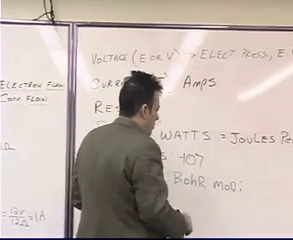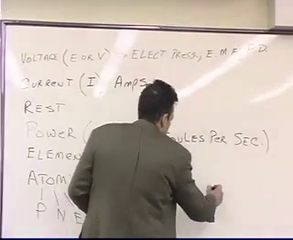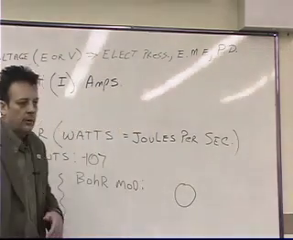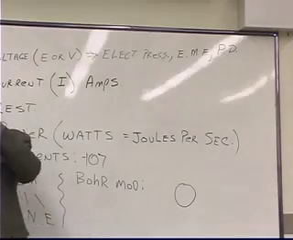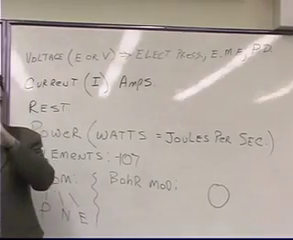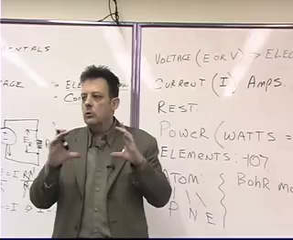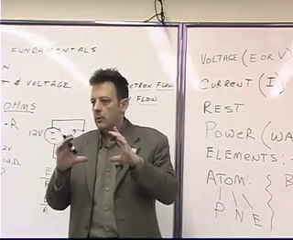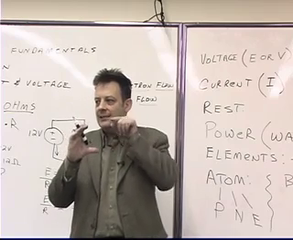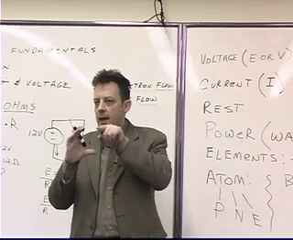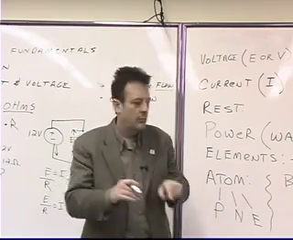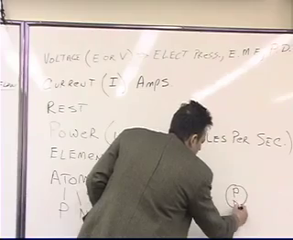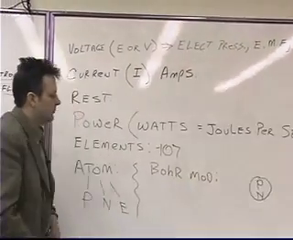Okay? The Bohr model of the atom tells us that an atom is made up of a center core. And what is that center core called? The nucleus. It's called the nucleus of the atom. Okay? Now, what is inside the nucleus of the atom? Protons and neutrons. Okay?